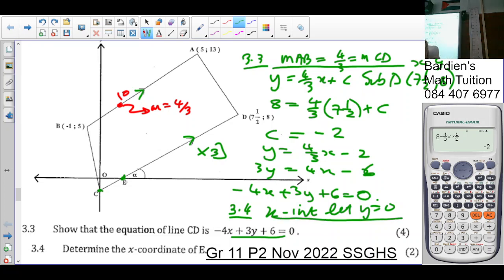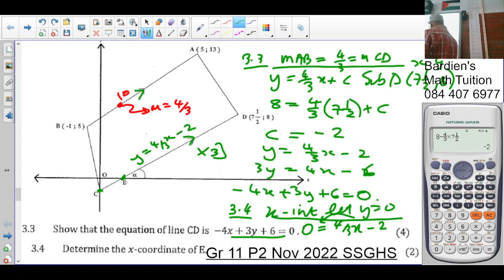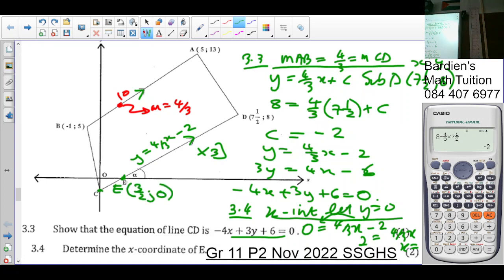We have just calculated this equation here, which is y equals 4 over 3x minus 2. Okay? So we say 0 is equal to 4 over 3x minus 2. We take that over the equal sign, becomes 2 is equal to 4 over 3x. So x works out to be 6 over 4, which is 3 over 2. Is that correct? So the coordinates of E is 3 over 2 and 0. You all agree with that? Okay.